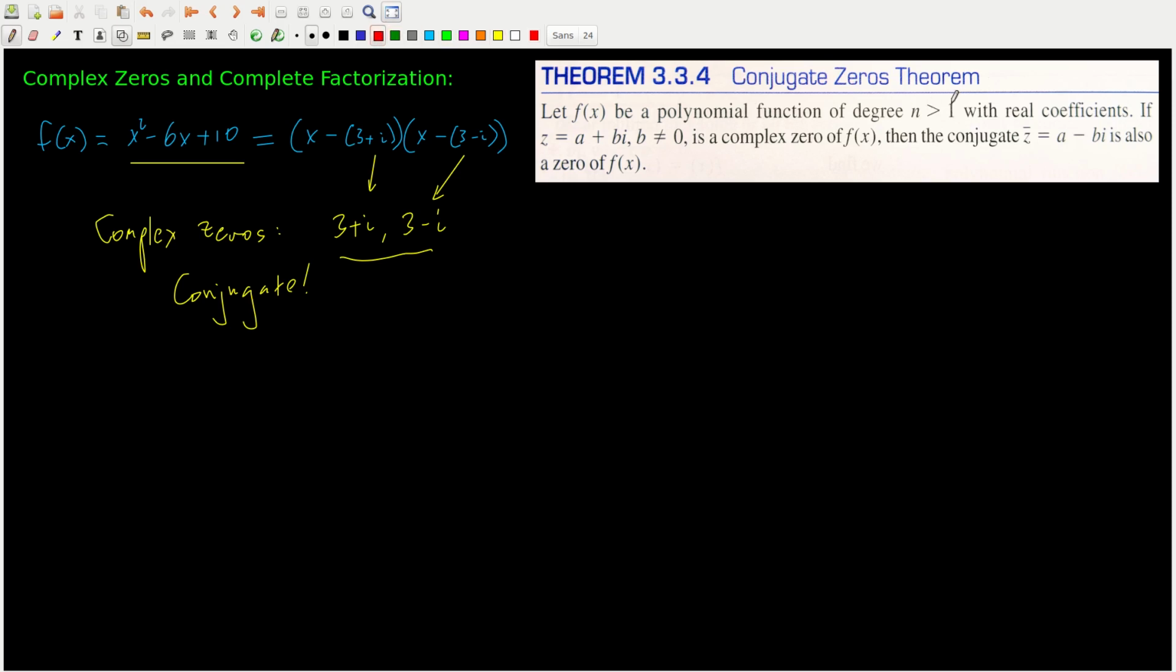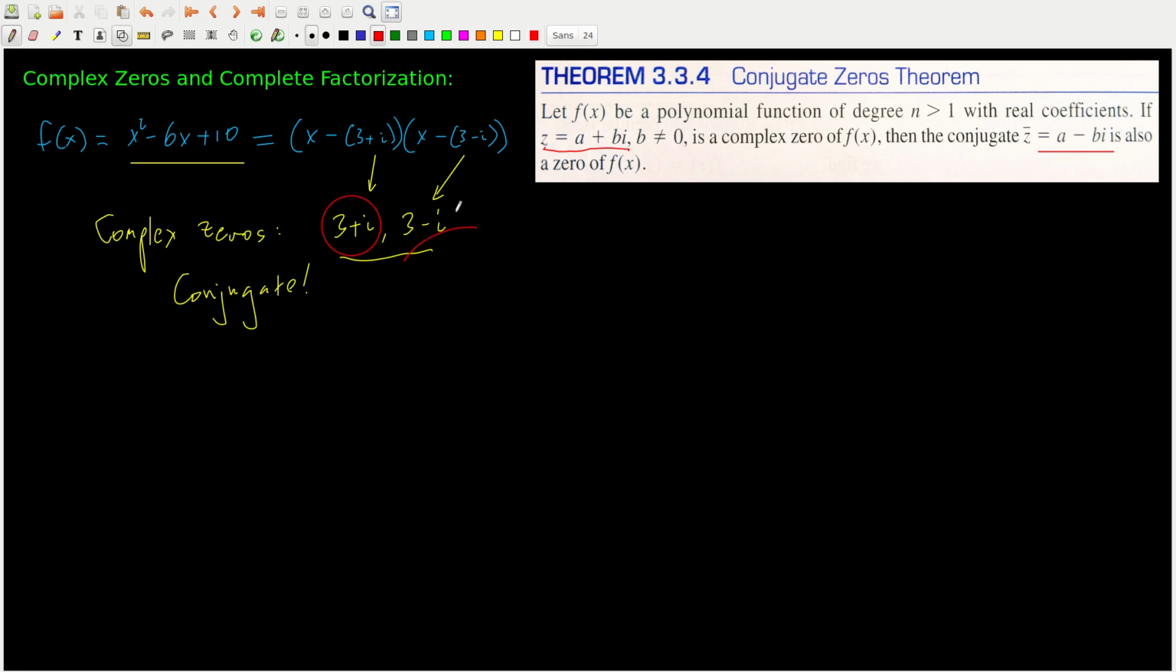And it simply says that if you've got a polynomial that has a complex zero, just like this case, if it's got a complex zero and the complex part's not zero, the b part is not zero, then the conjugate of that number is also a zero. So in this case, if I had told you that 3 plus i is a zero, this theorem would have told us immediately that 3 minus i is a zero. If I'd told you that 3 minus i is a zero, then this theorem immediately tells you that 3 plus i is also a zero.